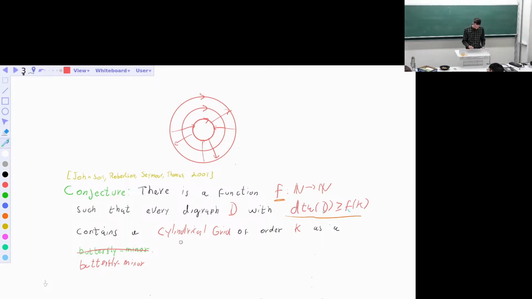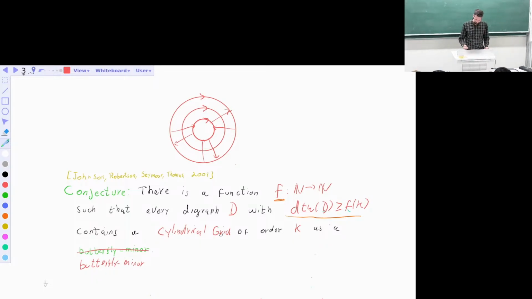So they conjectured that you always find this as a butterfly minor, and butterfly minor is a relation similar to minors for undirected graphs. You're allowed to delete vertices, delete edges, and you can contract edges which are either the unique outgoing edge of a vertex or the unique incoming edge of a vertex.